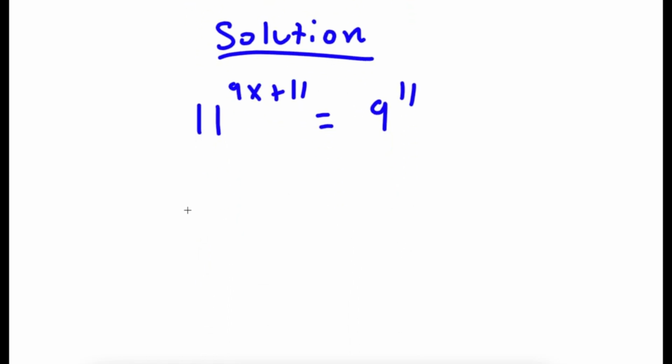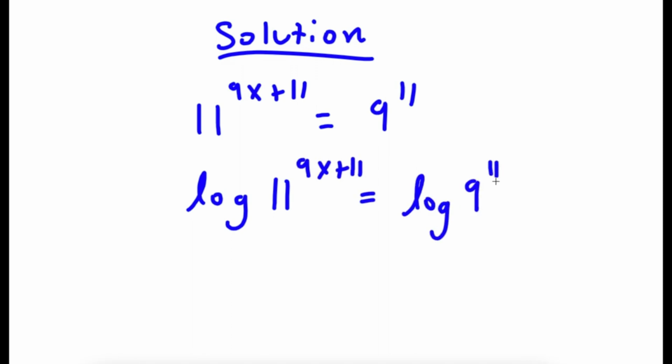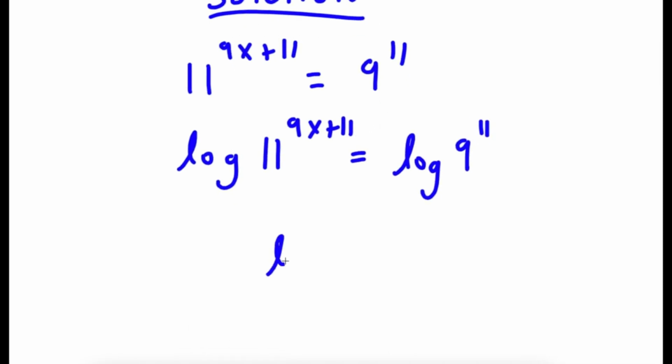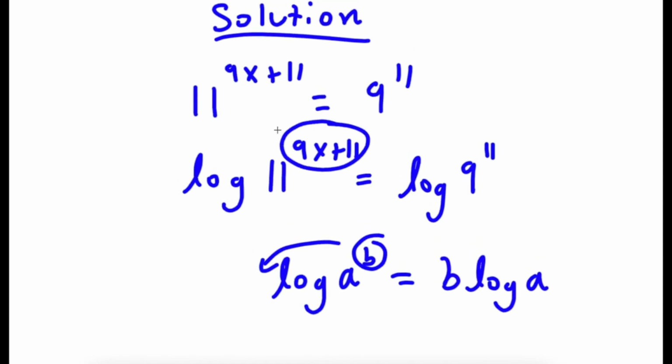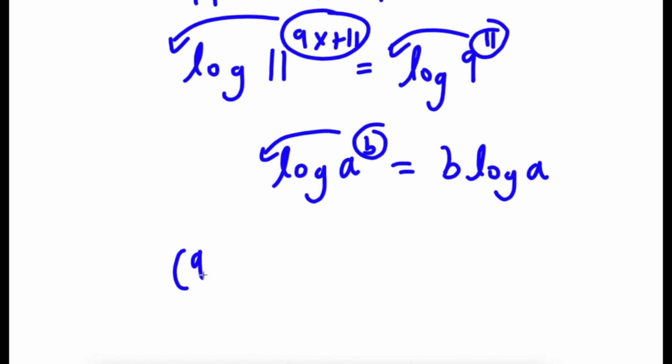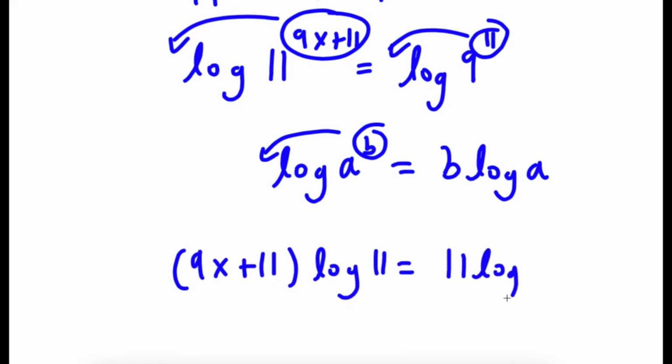Now if I take the log on both sides, I have log 11 to the power of 9x plus 11 is equal to log 9 to the power of 11. If I have something in the form log a to the power of b, I can move this exponent b to the front. So this is equal to b times log a. So I can move 9x plus 11 to the front, and I can move 11 to the front. So now I have 9x plus 11 times log 11 is equal to 11 times log 9.